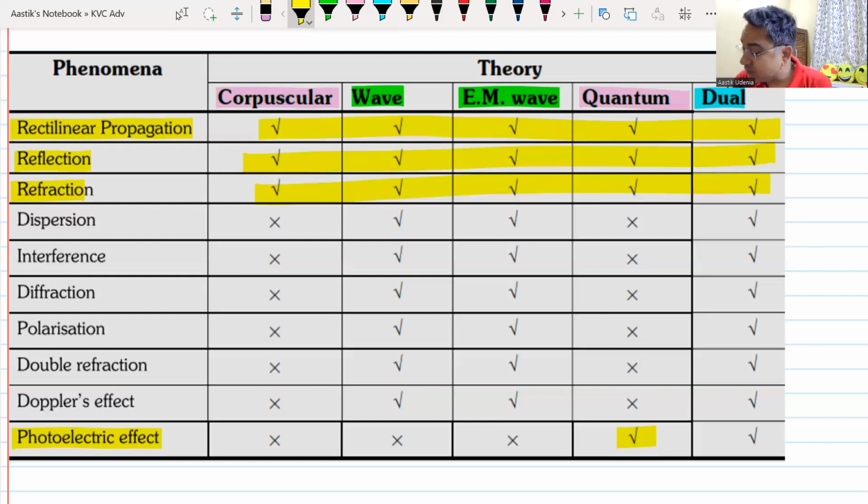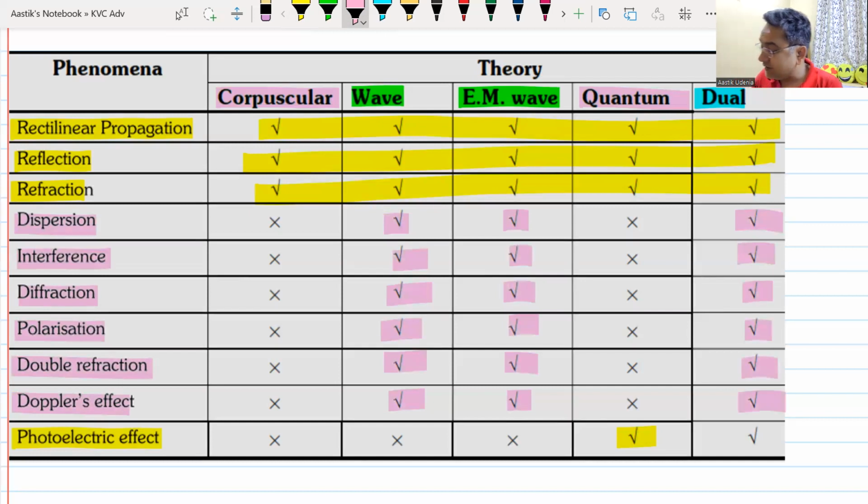Then the rest of them, dispersion, interference, diffraction, polarization, double refraction, Doppler's effect, they are only explained by the wave theory of light, which is what we are going to experience. Do we understand this? Yes, sir. I'll give you a minute to note it down.